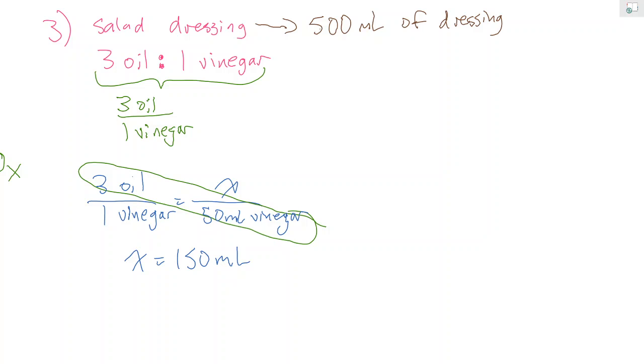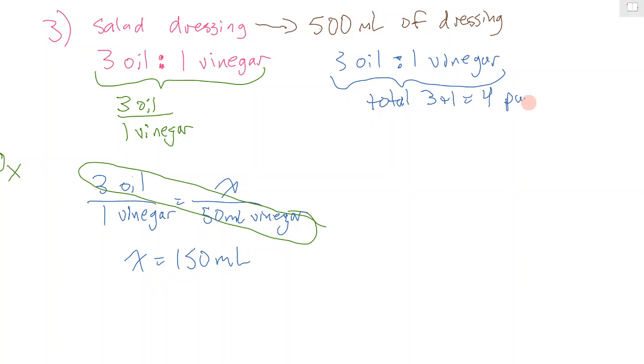So the trick for solving this question is we're going to need to take our 3 parts oil and our 1 part vinegar and instead make a ratio to our total, which is 3 plus 1, which is 4 parts. So this means 3 oil to a total of 4, or 1 part vinegar to our 4 in total.